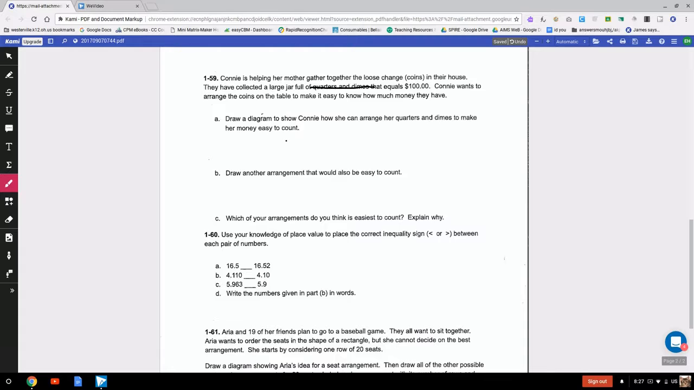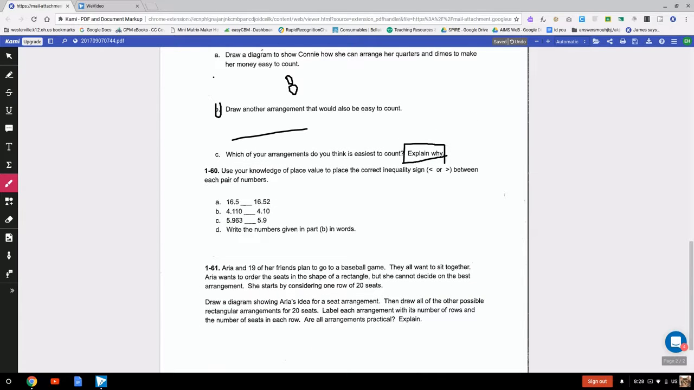Is it putting quarters in piles of 4 to have $1, or dimes in piles of tens? Do you want to put them in stacks of 20? Whatever you want to do, all you've got to do is draw a diagram. Here you go again, it's just asking you to do a different one. So do a diagram up here, and do another diagram down here. Then say which one that you drew, A or B, is easiest, and make sure that you explain why. So just a sentence there on which one you think is easier.